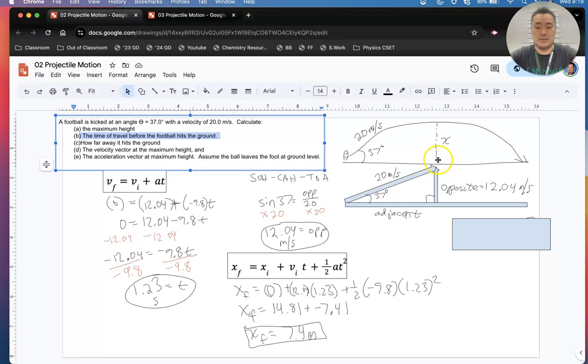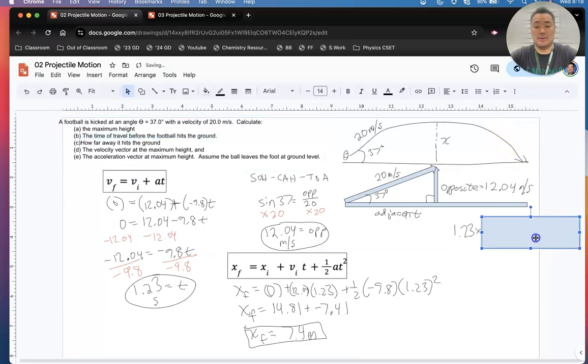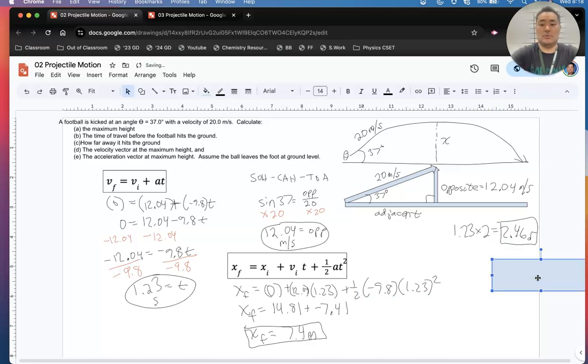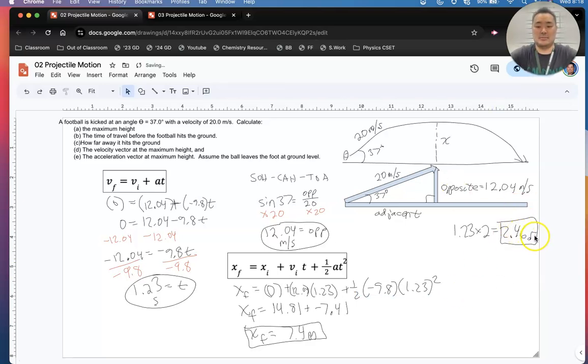1.23, which is the time it takes to reach maximum height, but then doubled because that's the time it takes to hit the ground. So we'll do 1.23 times 2, and you get 2.46 seconds. That's in seconds.